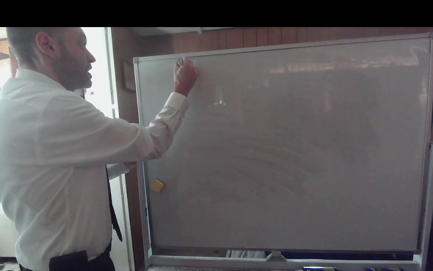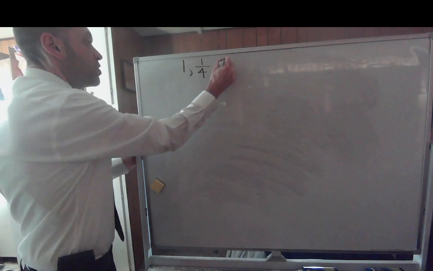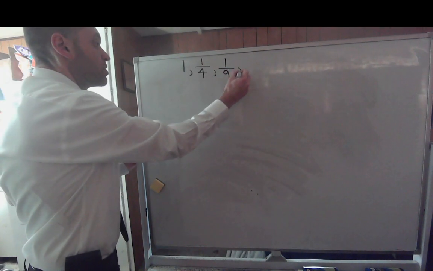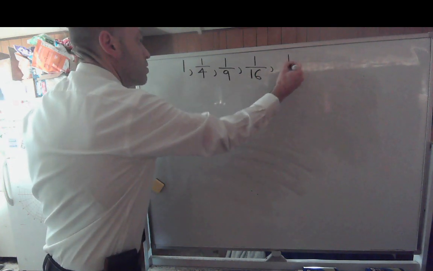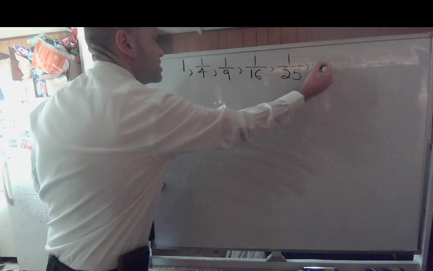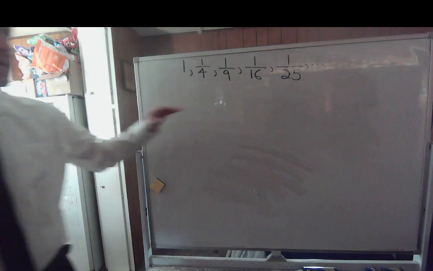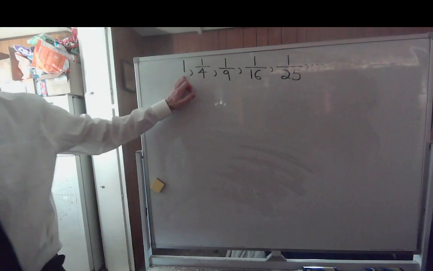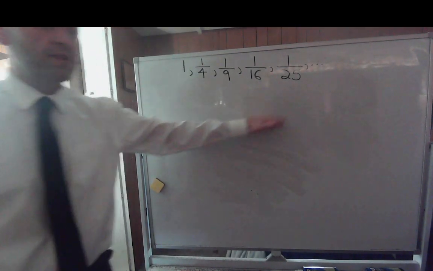Alright, so now we have 1, 1/4, 1/9, 1/16, 1/25, and it just keeps going and going and going. So you have an infinite sequence again. You have 1, 1/4, 1/9, 1/16, 1/25.